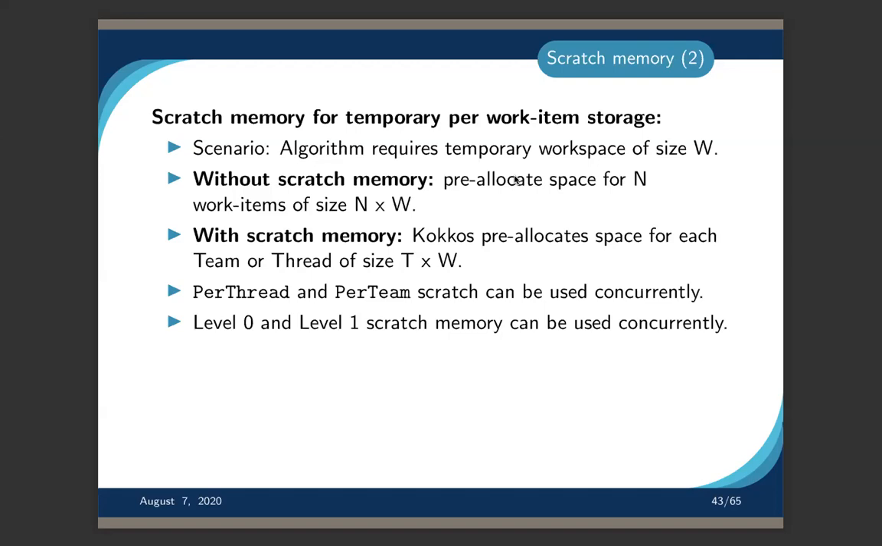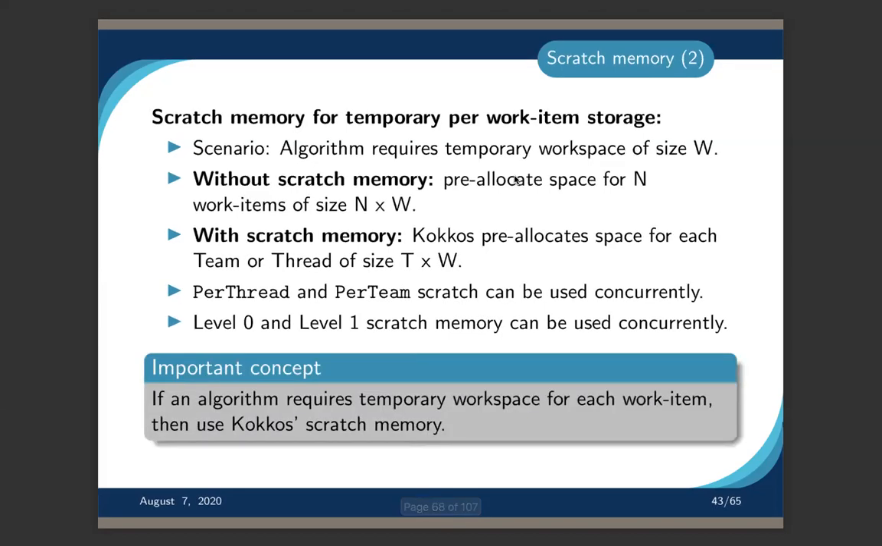I said you might need that per team or per thread. And we actually support that. So we support scratch memory per thread or per team. And you can also have both, right? You can actually have allocations which are per team and per thread at the same time. You can use level 0 and level 1 at the same time too.